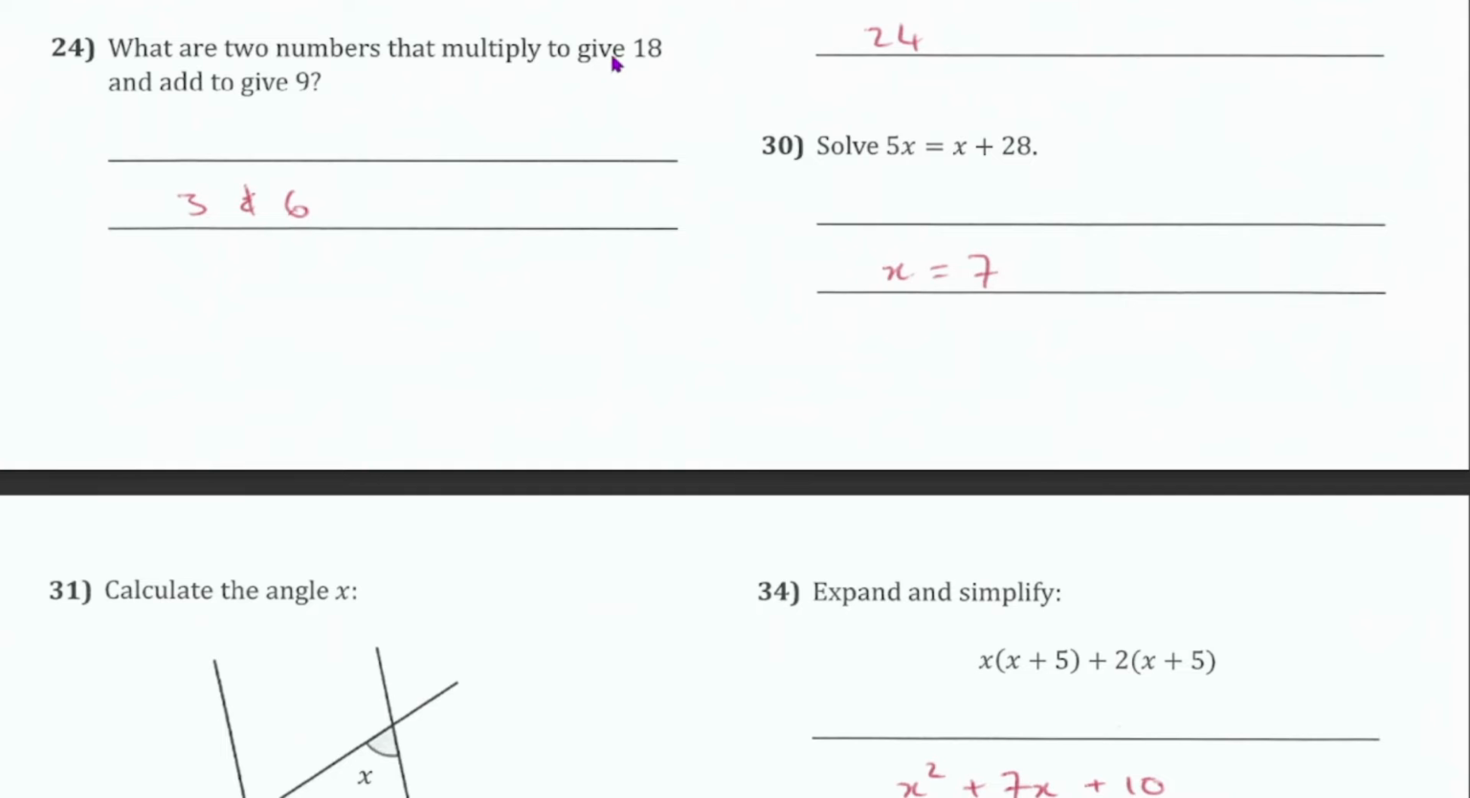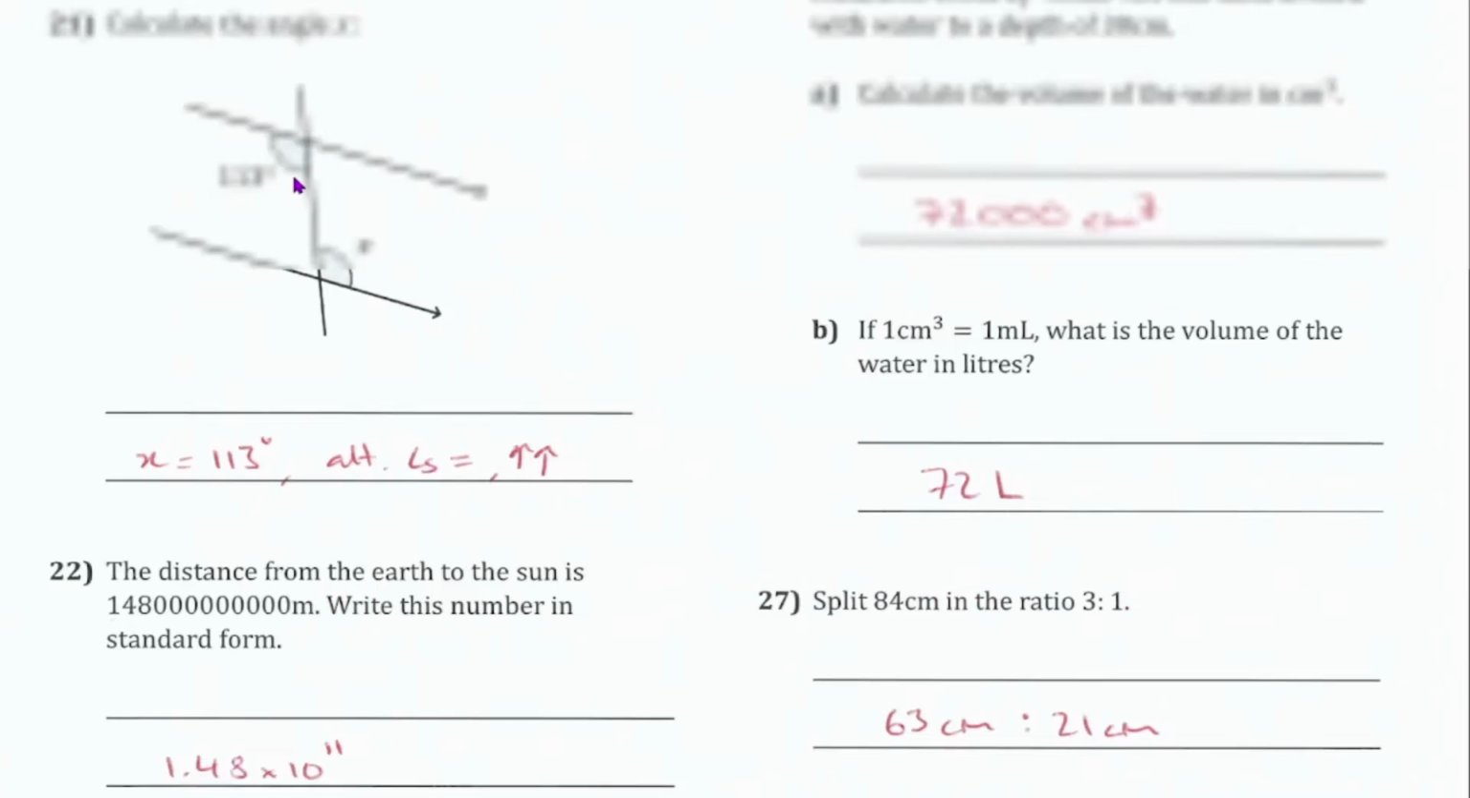What are two numbers that multiply to give 18 and add to give 9? Well, let's look at the numbers that multiply to make 18. You've got 1 and 18, you've got 2 and 9, and you've got 3 and 6. 1 and 18 adds to make 19. 2 and 9 adds to make 11. But 3 and 6 adds to make 9. So those are the two numbers we were after.